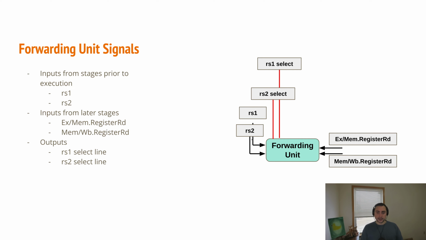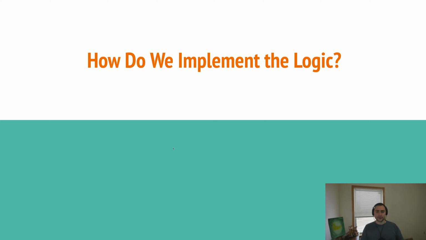So to properly select which value to send to our ALU. But what exactly does this forwarding unit logic look like? How do we make the decision of which value to send to our ALU? So should we forward something or not? Let's go ahead and take a look at that.